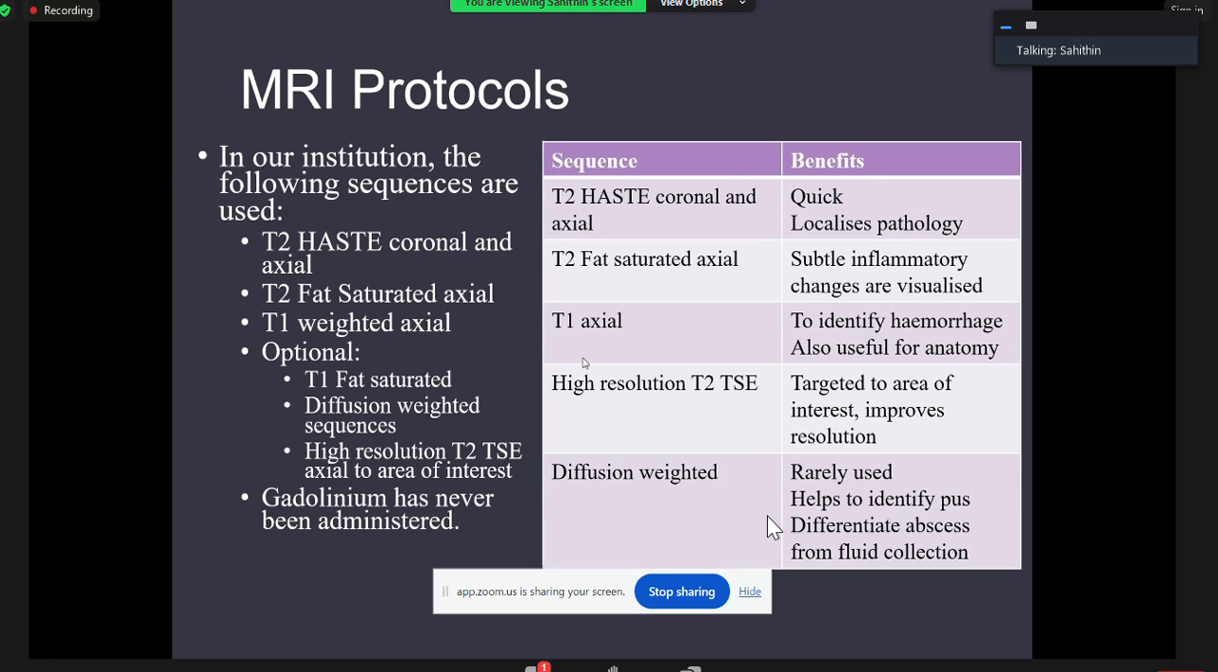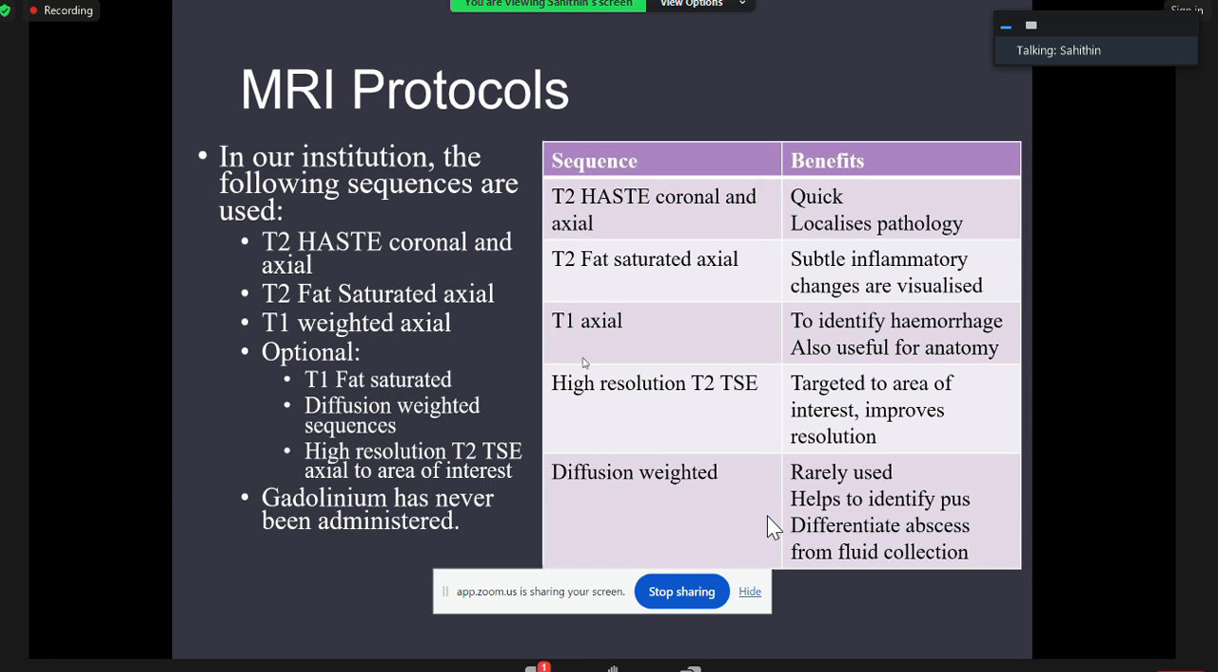Very rarely have we used diffusion weighted imaging. It doesn't really add much. I know we sometimes think it helps to differentiate between pus and fluid, but we have other ancillary features on the T2 and T1 weighted imaging which would help us make the decision. So only if necessary, then we do the diffusion. We try to keep the examination simple.